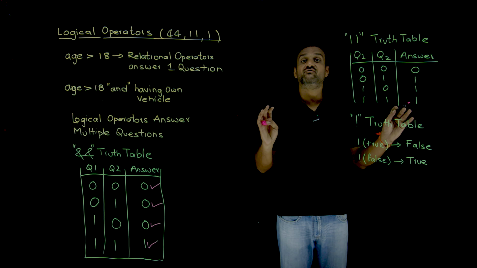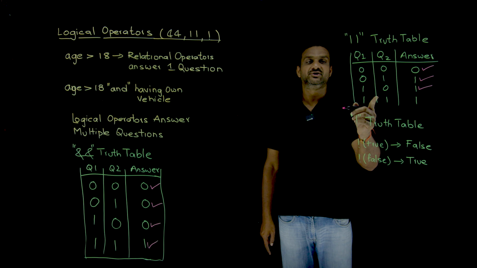Question 1 is 0 and question 2 is also 0. So this is going to produce an outcome of false. 0 and 1: at least one question should produce an outcome of 1, at least one question should have an outcome of true. In that case, the outcome is going to be true. And 1, 0: this is true, which means the final answer is going to be true.